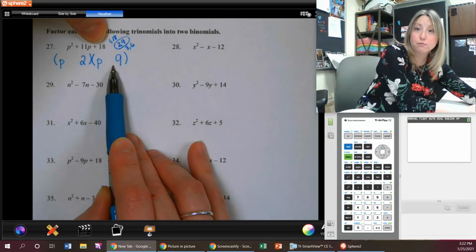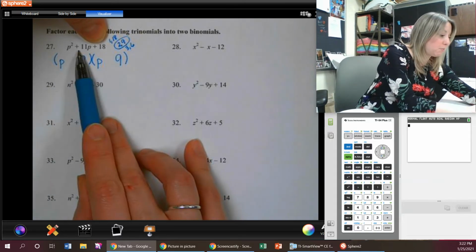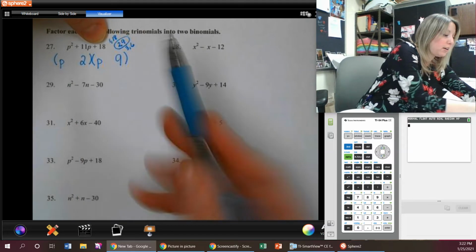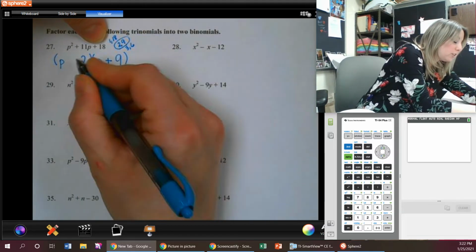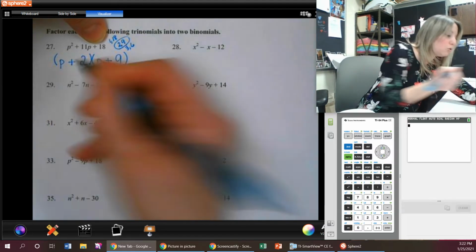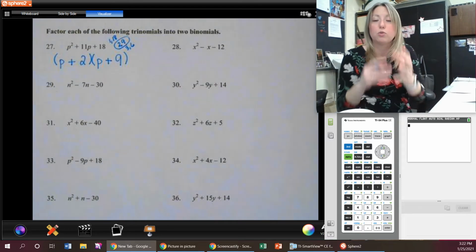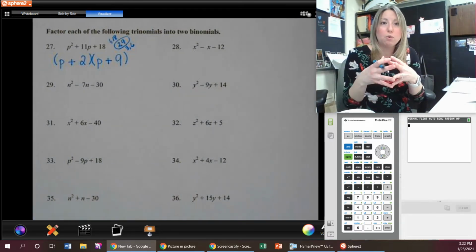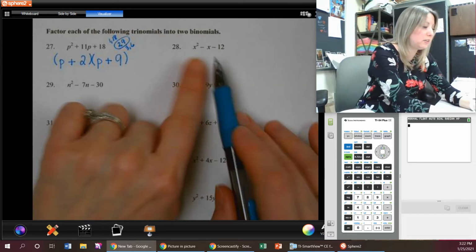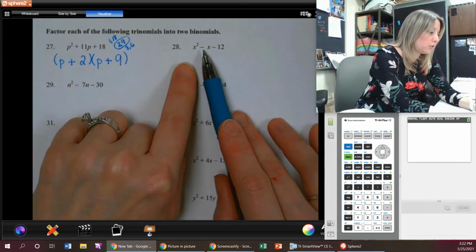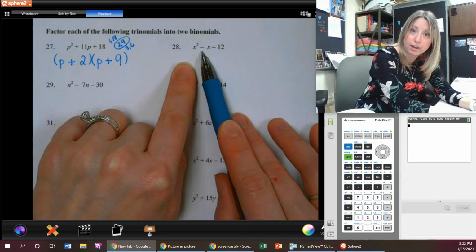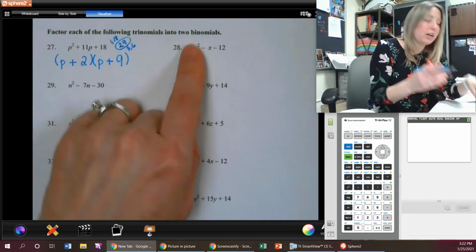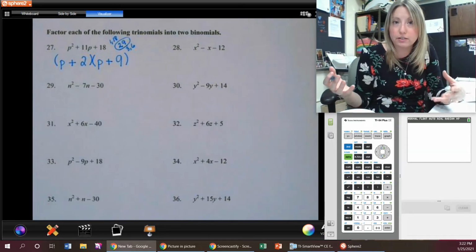And the bigger factor always has the same sign as the middle. So guess what? 9 has to be positive, which, since these have to have the same sign, means 2 also has to be positive. So plus in both binomials. Now, when your end term is negative, that's when you're subtracting to get your middle value. And that's when your binomials have different signs in them.